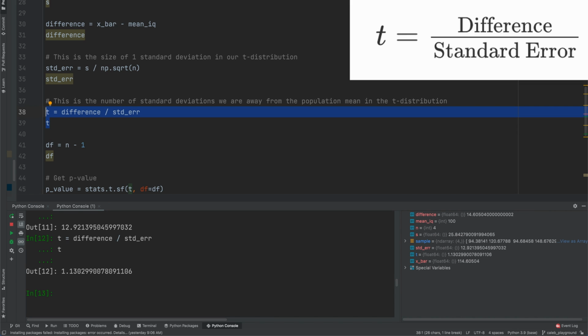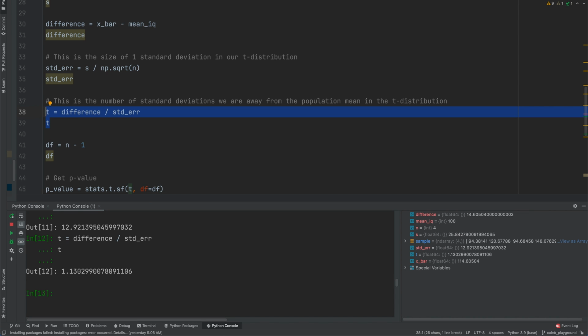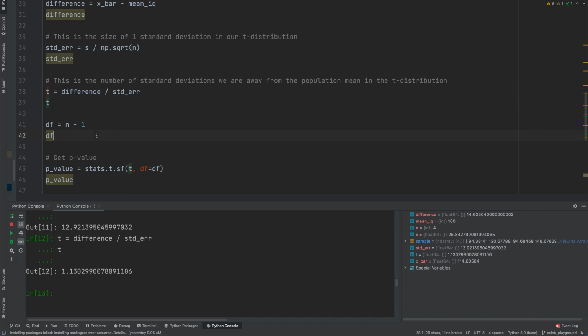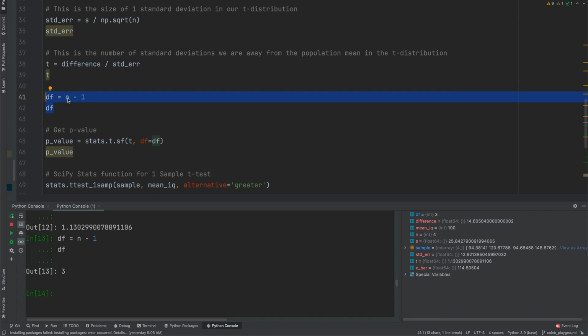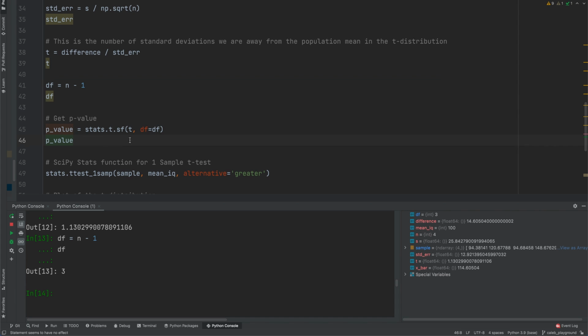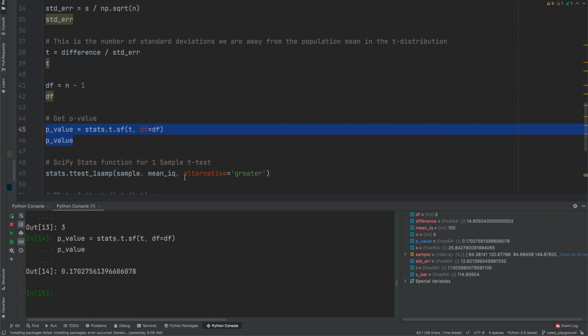So we are 1.13 standard deviations above what the population mean is. Okay, and then we're going to grab degrees of freedom. This is just whatever our sample size is, n minus 1. And finally, we're going to get a p-value based on that t-statistic and the degrees of freedom. And that p-value is going to be 17%.